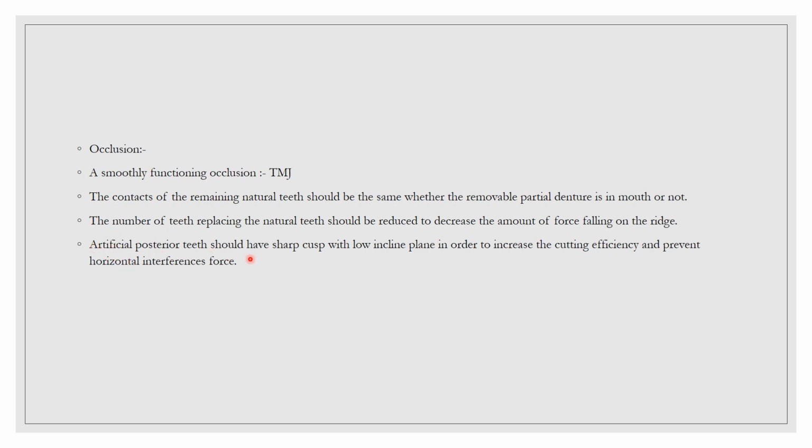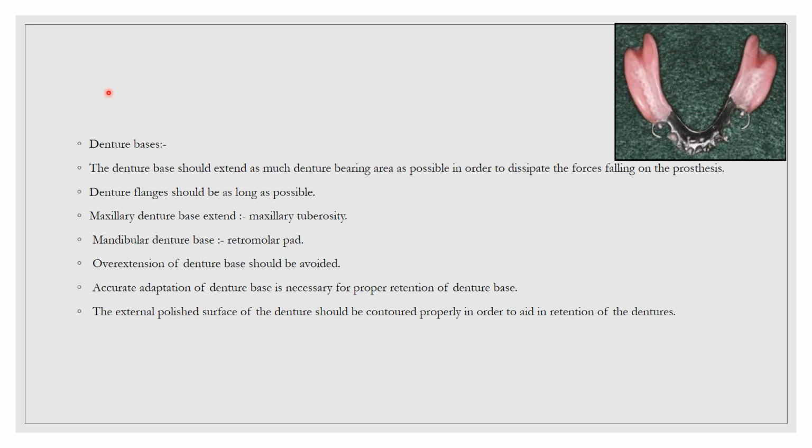Artificial posterior teeth should have sharp cusps with low inclined planes in order to increase the cutting efficiency and prevent horizontal interference force. So proper artificial teeth should be used basically. We do have a lot of options in our lab. All right, coming to the denture base.